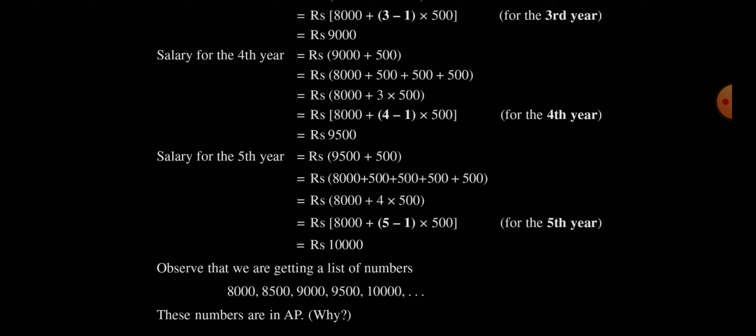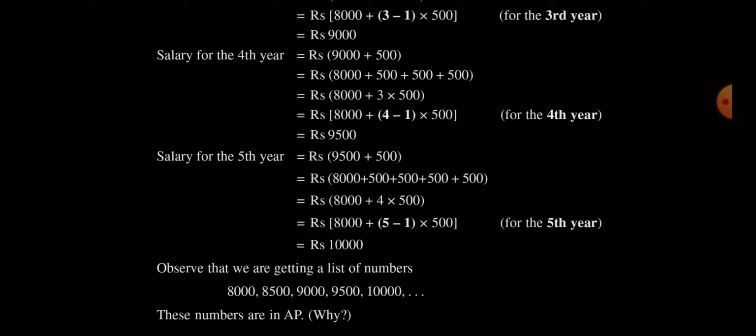So it is 9,000. And the salary for the fourth year is equal to Rs 9,000 plus 500, which is equal to Rs 8,000 plus 500 plus 500 plus 500, which is equal to 8,000 plus 3 into 500, which is equal to 8,000 plus (4 minus 1) into 500 for the fourth year, which is equal to 9,500.